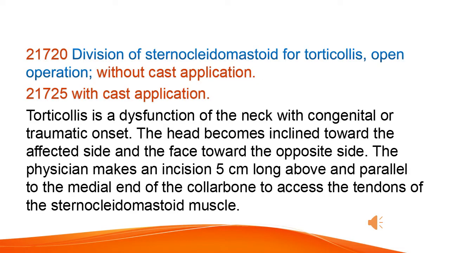Division of sternocleidomastoid for torticollis, open operation, without cast application. With cast application, torticollis is a dysfunction of the neck with congenital or traumatic onset. The head becomes inclined toward the affected side and the face toward the opposite side. The physician makes an incision 5 cm long above and parallel to the medial end of the collarbone to access the tendons of the sternocleidomastoid muscle.